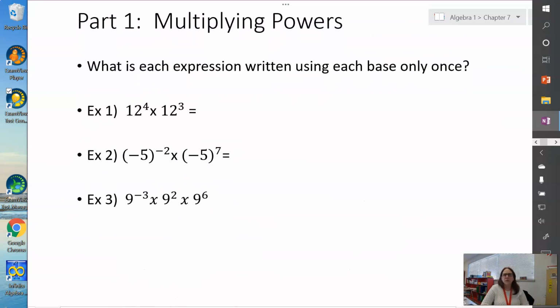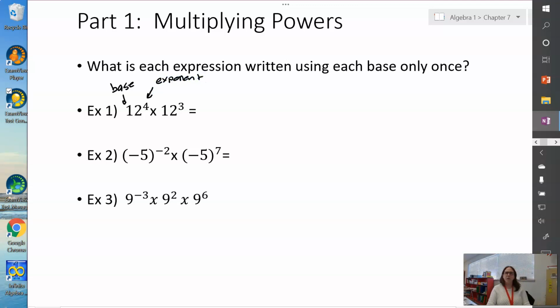So let's do some multiplying of powers. That's what I was doing in our first problem here. Now let's do some that are easier. We're going to write each expression using each base only one time. The base is the 12, and the 4 is an exponent.